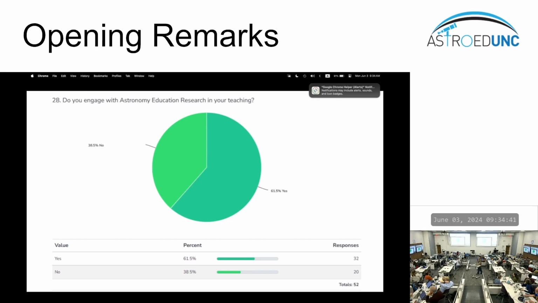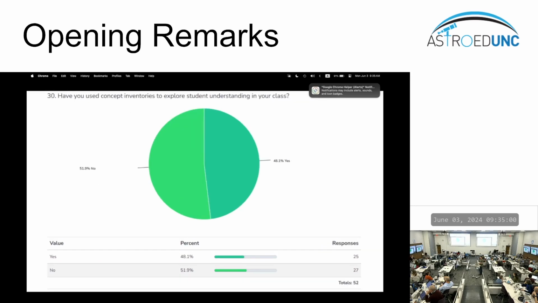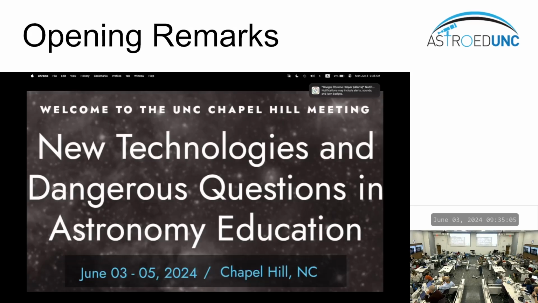But do you engage with astronomy education research in your teaching? About 60% of us do that. Do you perform evaluations in your class? Most of us do informal evaluations. Some of us do full-on empirical research in the classroom, and only about 20% of us don't do evaluations at all. About half of us use concept inventories to explore student understanding, and that was my whirlwind trip through some partially working slides about who we are.